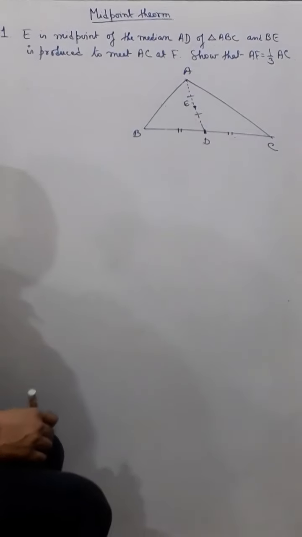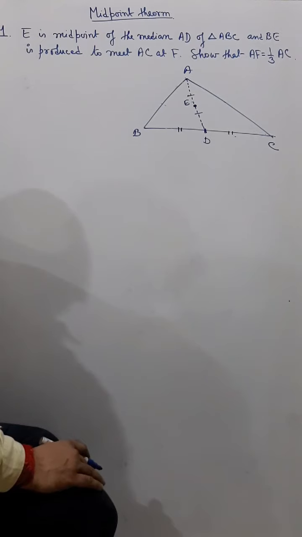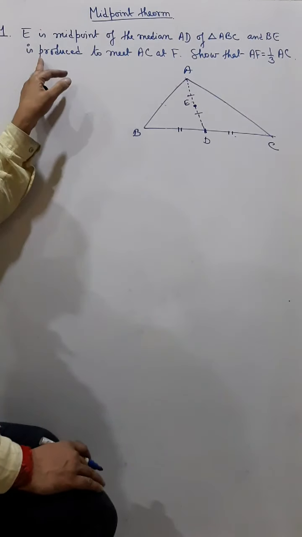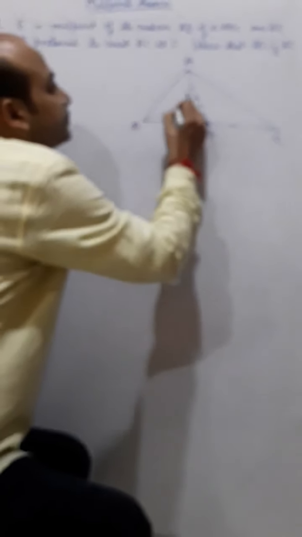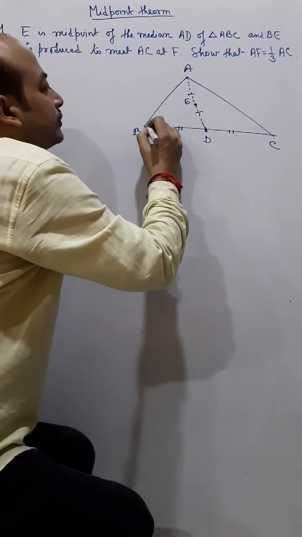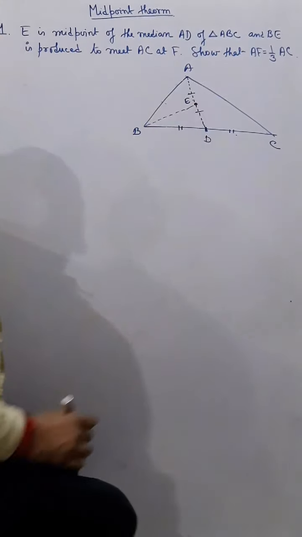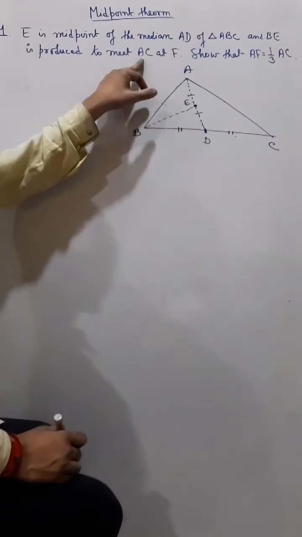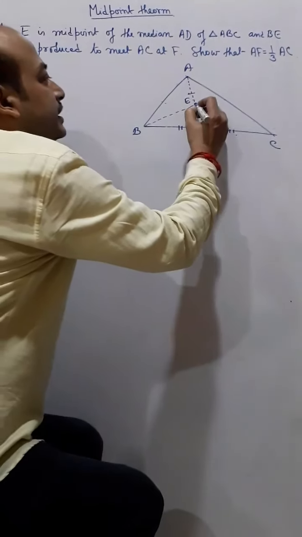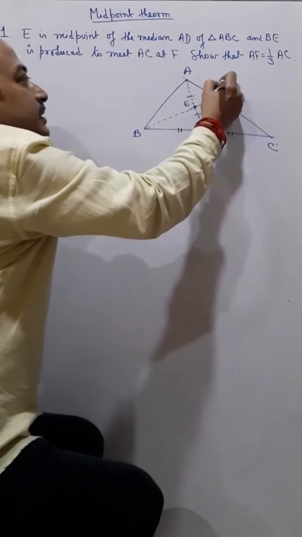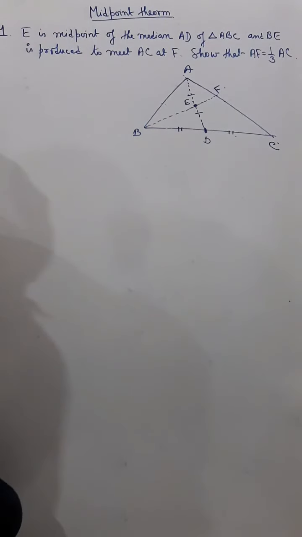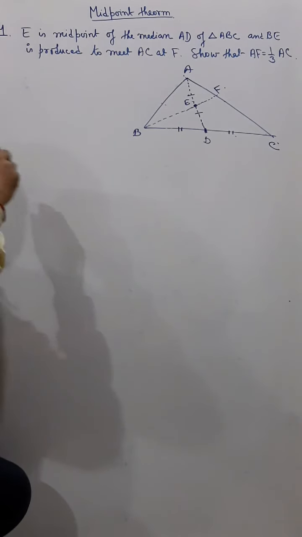Now we have to prove that, they told, BE is produced to meet AC at F. Okay, so this is the diagram, and we have to show that AF equals 1/3 of AC. Okay, AF is equal to 1/3 of AC.